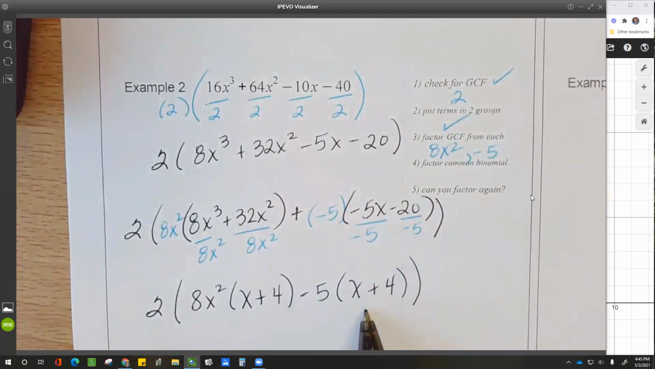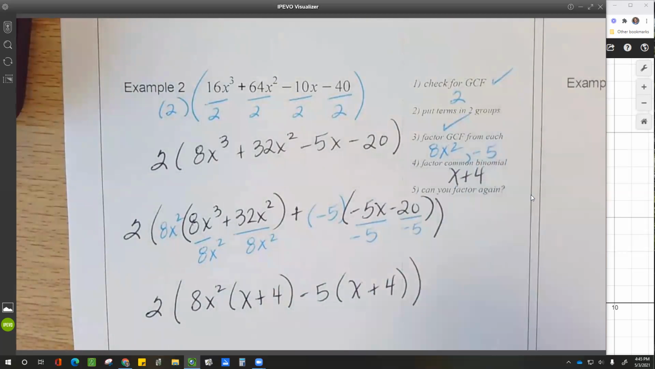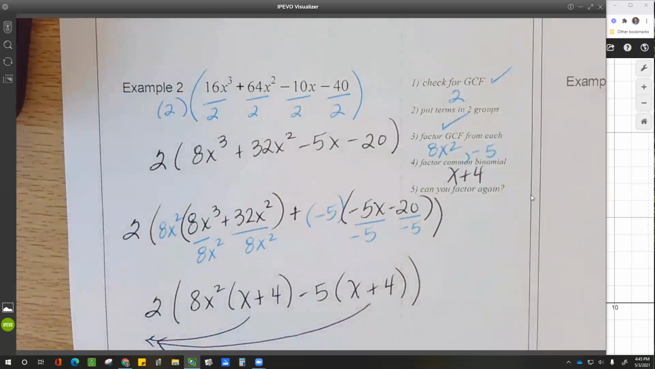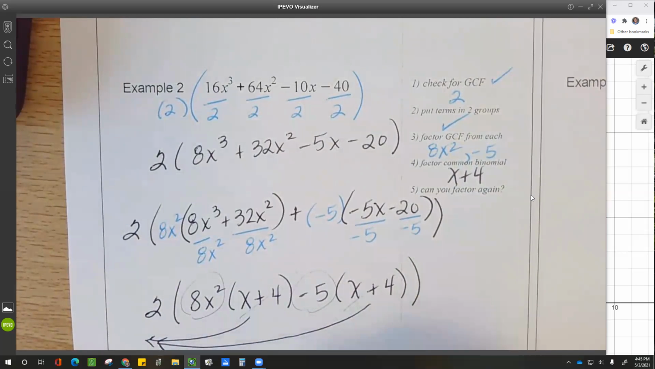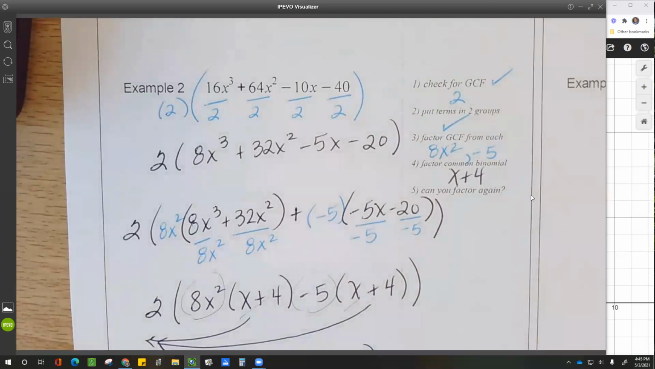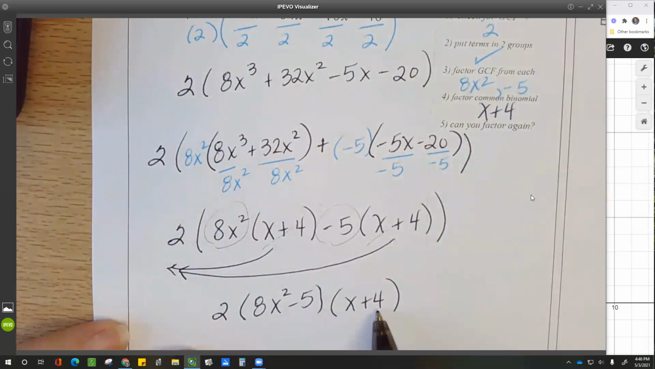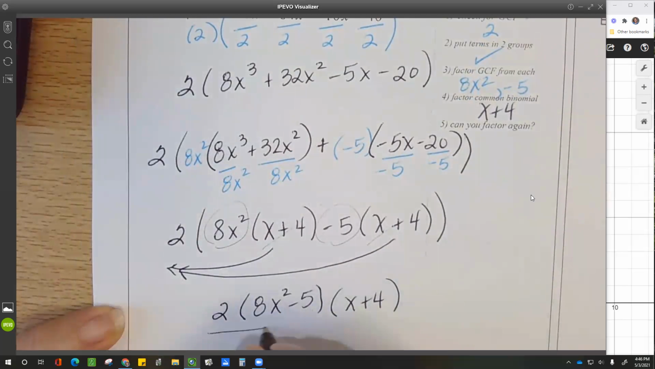My common binomial is x plus 4. So if I bring this out front and take it out of the groups, that leaves me 8x squared minus 5 times 2 times x plus 4. It doesn't matter what order you write these in because they're all multiplied together. Then I verify that I don't have anything else to factor. These terms can't be factored. This can't be factored. I'm finished.